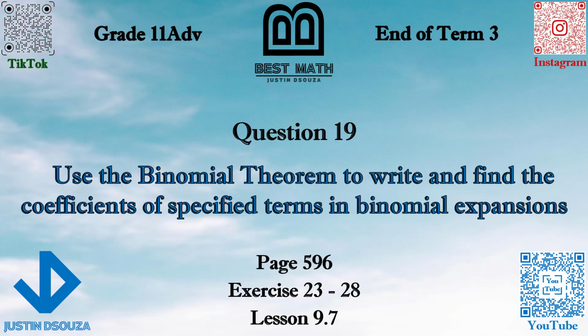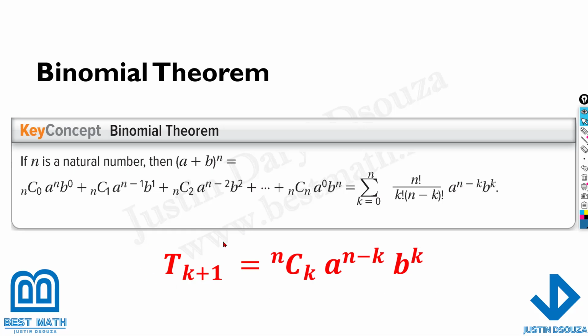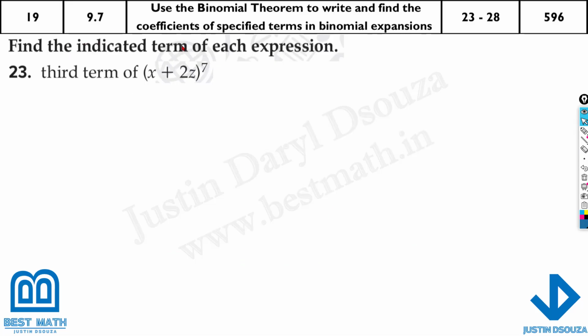In this question, we will use binomial theorem to find the specified terms. Here we have a very important formula, but before that, this is the binomial theorem formula, which you can see everything is in detail. Now, this formula is for any specified terms. So this k plus 1, n, k, everything, I'll tell you with the example. Let's go to the first example itself.